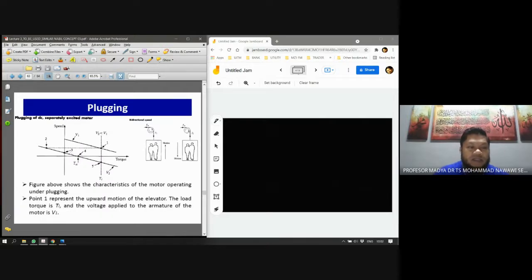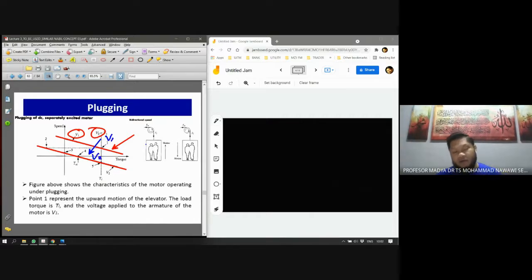So now, this is the plugging. This is a normal operation of your speed-torque characteristic when Vt equals V1. So the terminal voltage of V1 gives your normal speed-torque characteristic. But you can actually control the motor by reducing the voltage. If you reduce the voltage to V2, the torque-speed characteristic moves from that line to this line. So this is with V1, and now it changed to V2.